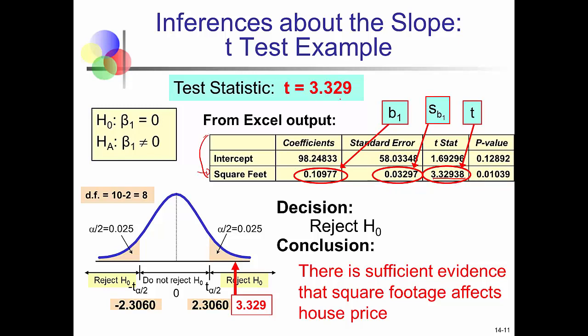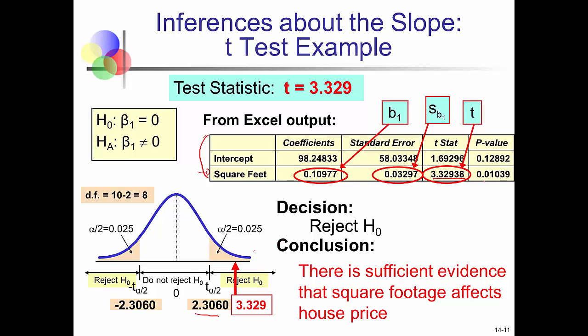So we have this 3.329, we need to compare it to a critical value. We use T.INV.2T. We have 5% of the area in the two tails, so as we plug that into Excel, we put 0.05 in for our probability, and we have 10 minus 2 degrees of freedom. There are 10 observations minus the 2 things that we have to estimate. That gives us 8 degrees of freedom. The critical value then is 2.3060. Our t-score is in the rejection region, so there is sufficient evidence to say that square feet affects house prices.